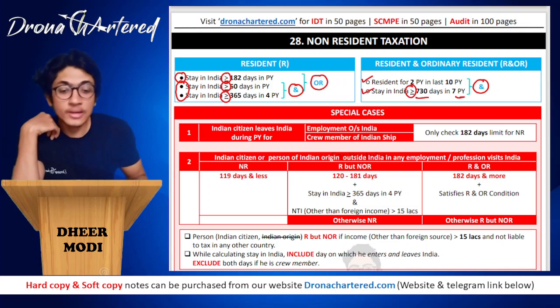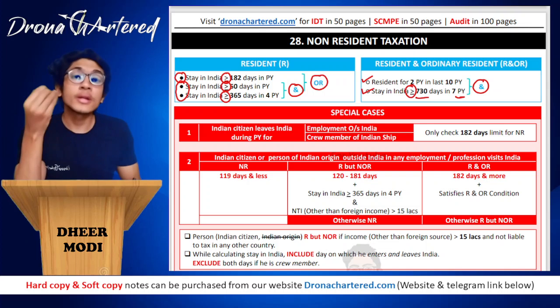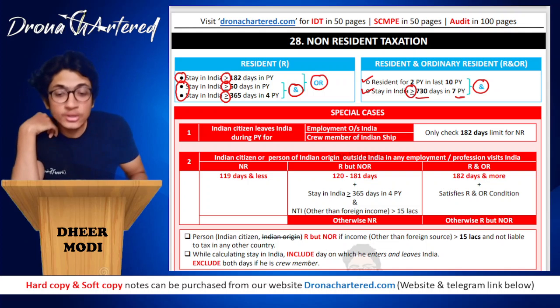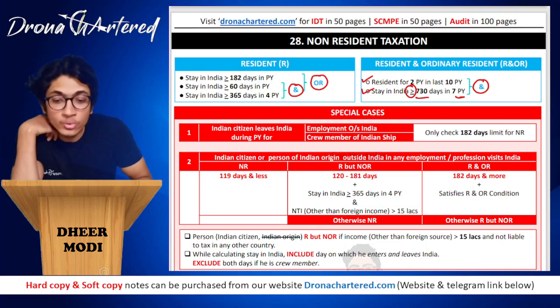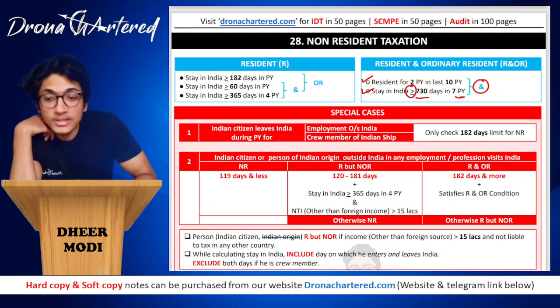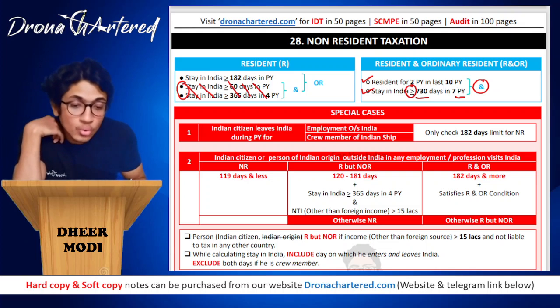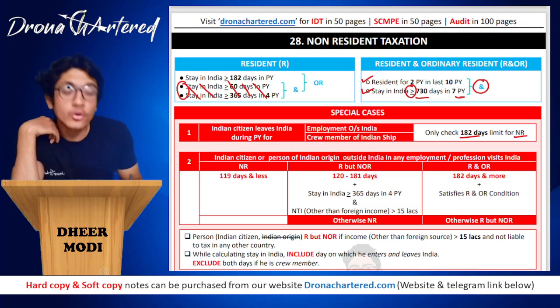What does the Act say? To check whether you are a resident or a non-resident, you will only consider the first condition, that is your 182 days. That means both of the other conditions will not be checked. Therefore, it says only check the 182 days limit for your NR.